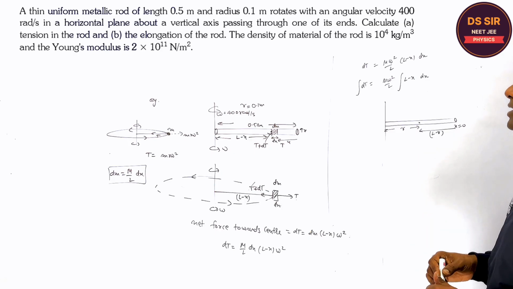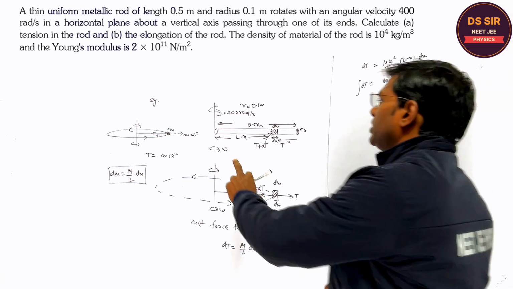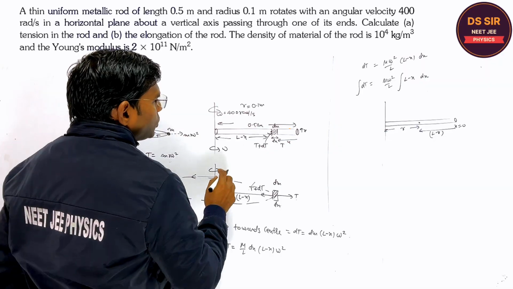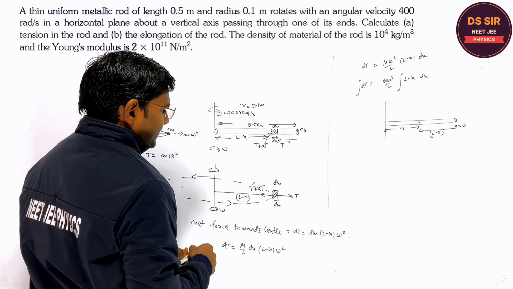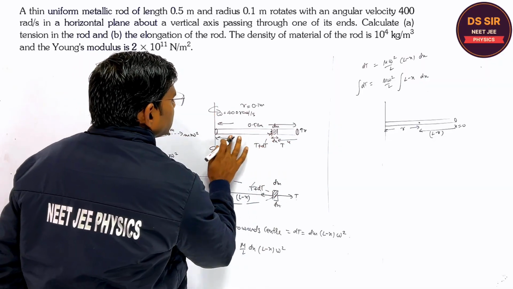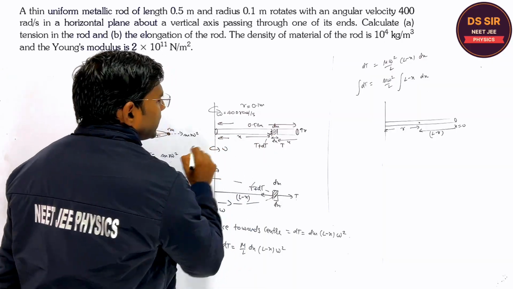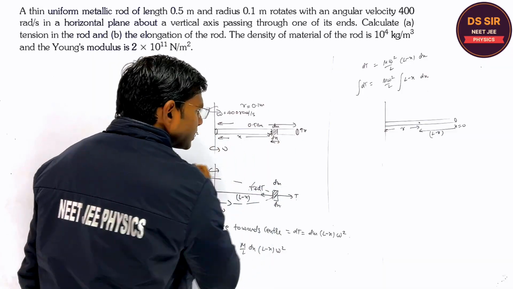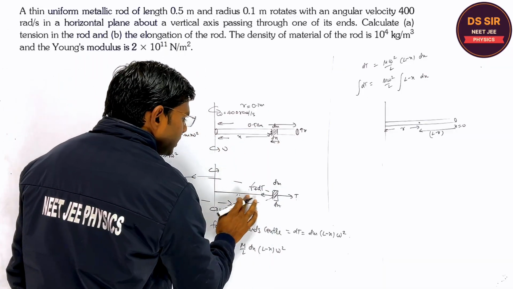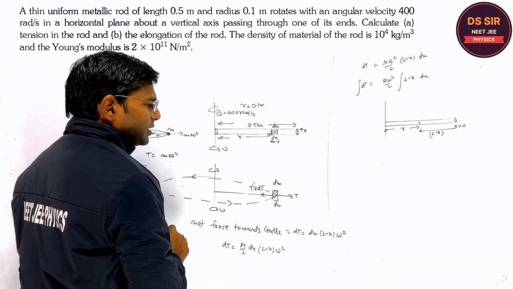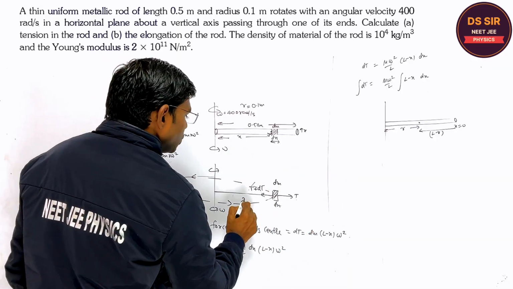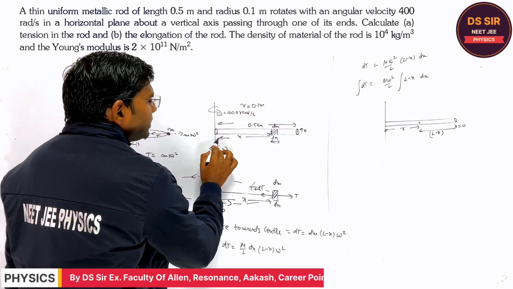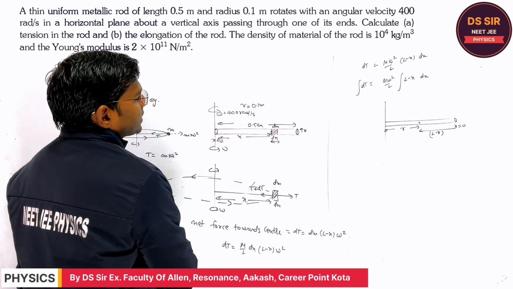One thing you may write, the distance you can take from here to here. If you assume this is x from this side, and this elemental distance is dx, so this time is t plus dt, and the tension is decreasing. So you may assume this is the x. The x is the distance from its axis.